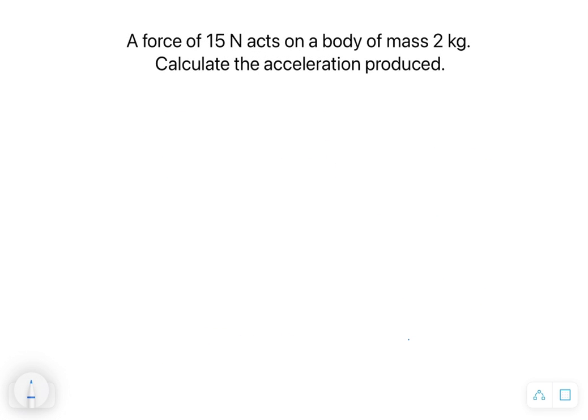A force of 15 Newton acts on a body of mass 2 kilograms. Calculate the acceleration produced. A force of 15 newtons is acting on this body. This body is having mass of 2 kilograms. So what is the acceleration produced because of this force?